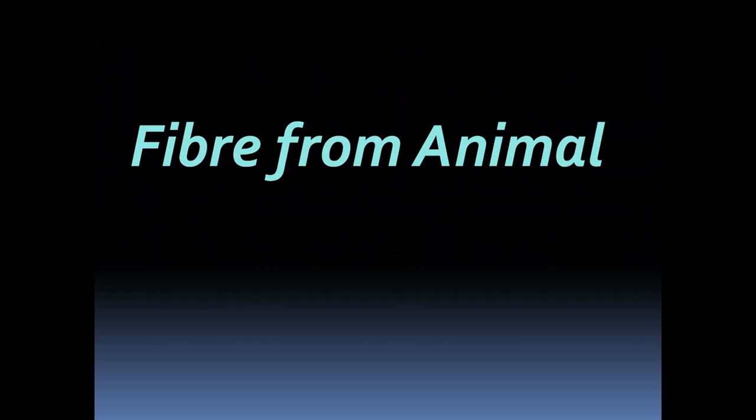Now let us learn how we get fibre from animal and processing of fibre. In the previous class, when you were in 6th standard, you have learned about plant fibre, cotton. In detail, you have learned there. In today's class, let us learn how fibres are obtained from animal. In detail about animal fibre.